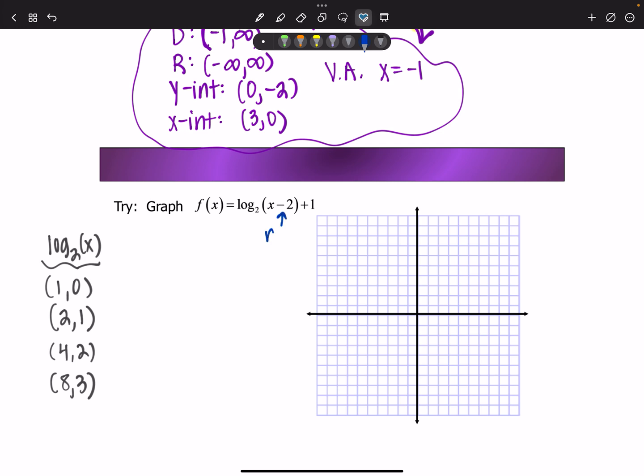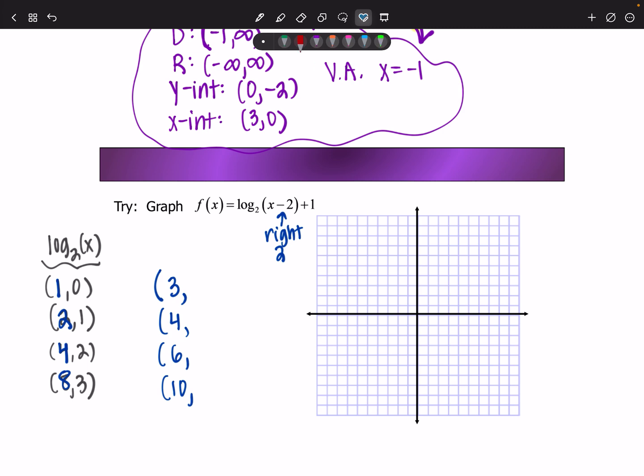This says we're going to go right 2 units. So going right 2 units means we're going to add 2 to the x. So 1 plus 2 is 3. 2 plus 2 is 4. 4 plus 2 is 6. And 8 plus 2 is 10.